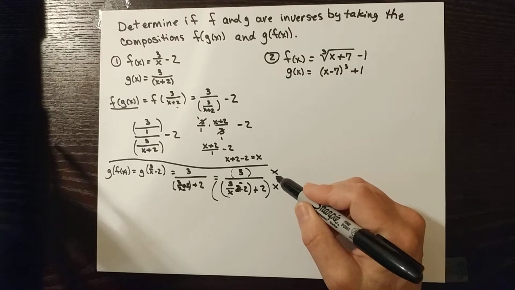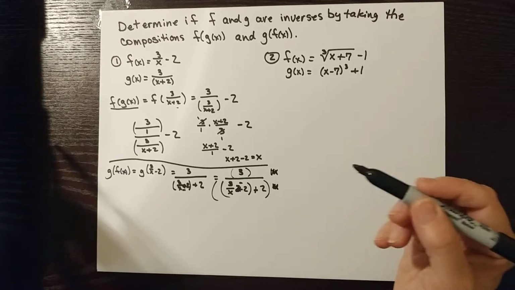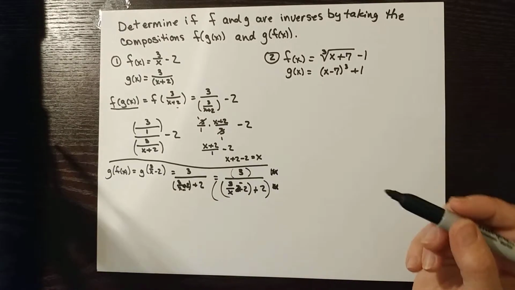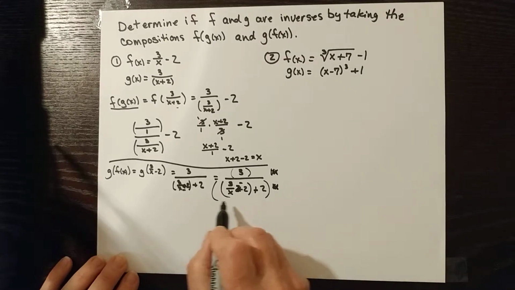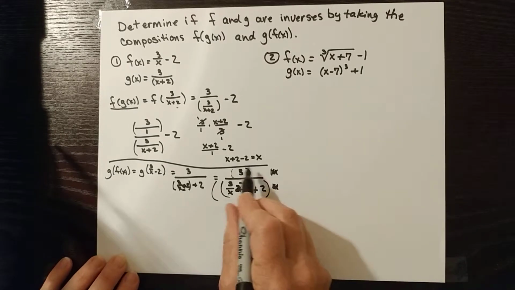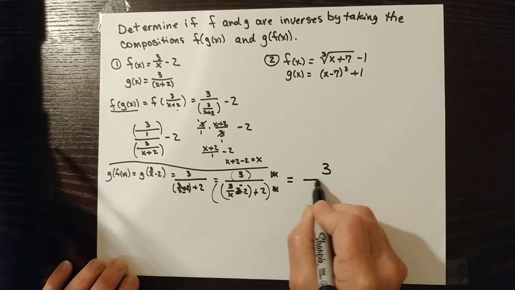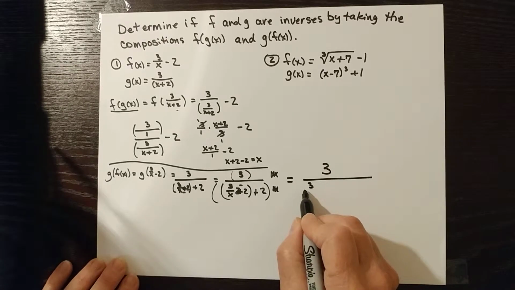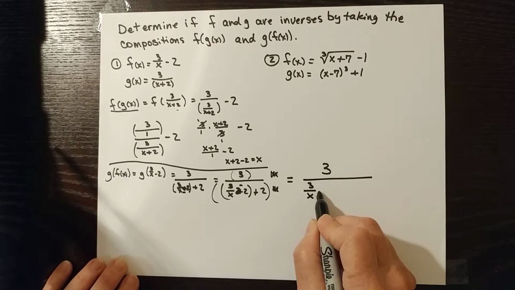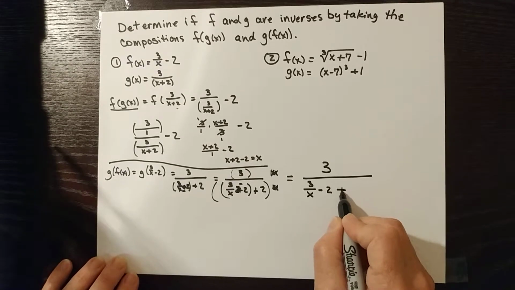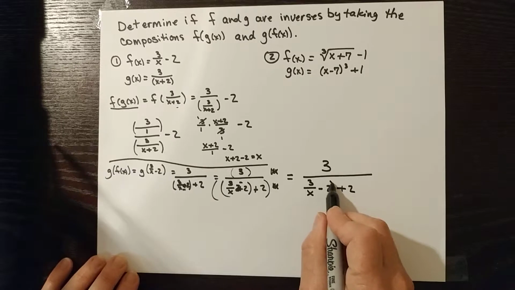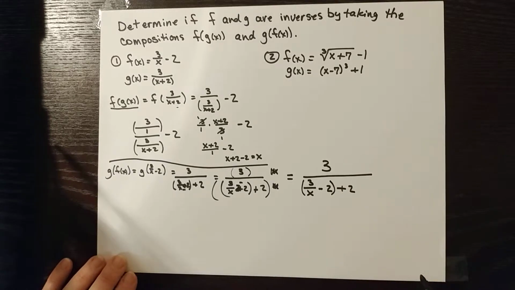Well, you know what? I'm going to do that, but I just see this marker so big. That's why this is looking so sloppy. Let me rewrite this phrase one more time so it's not so complicated. We have a 3 over x minus 2 plus 2, and this is in parentheses. Alright, this is our denominator.